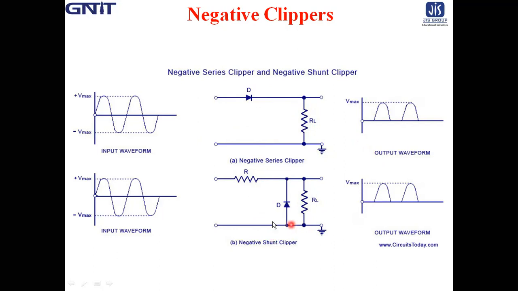So in the series negative clipper, the diode D acts as a series switch between the source and the load, and the output voltage across R is considered. The polarity of the diode is only reversed in the series negative clipper as compared to that in the series positive clipper. The circuit operation is similar to that of the series positive clipper.